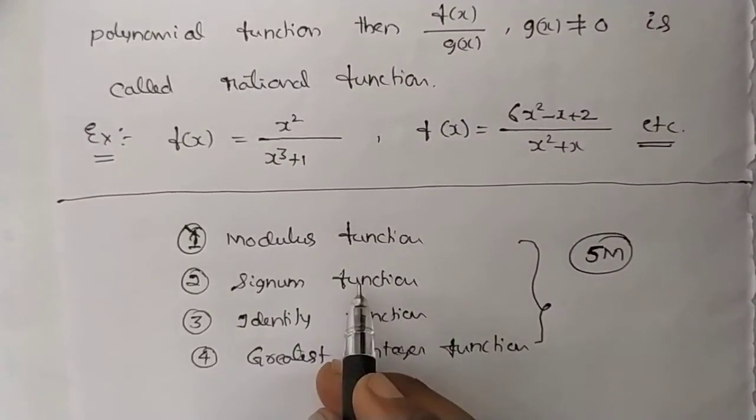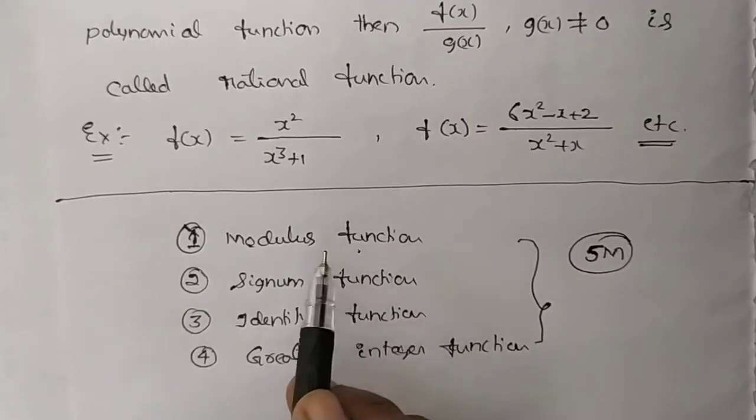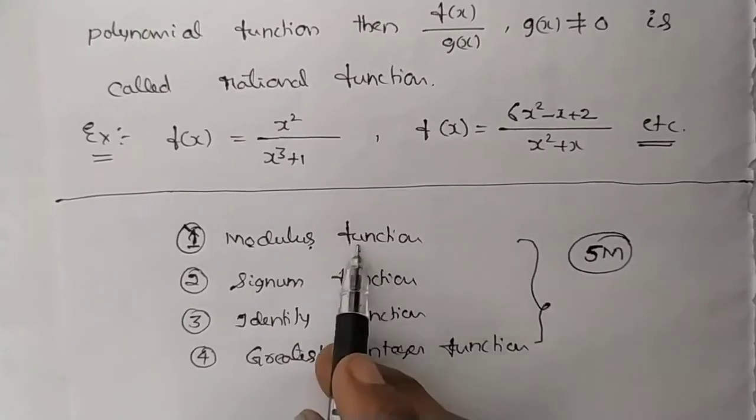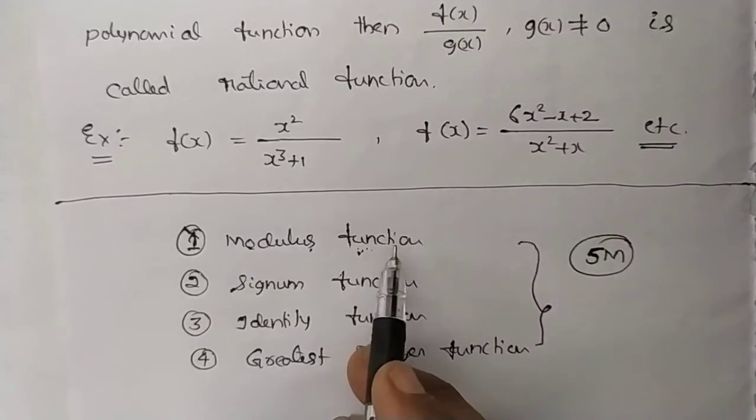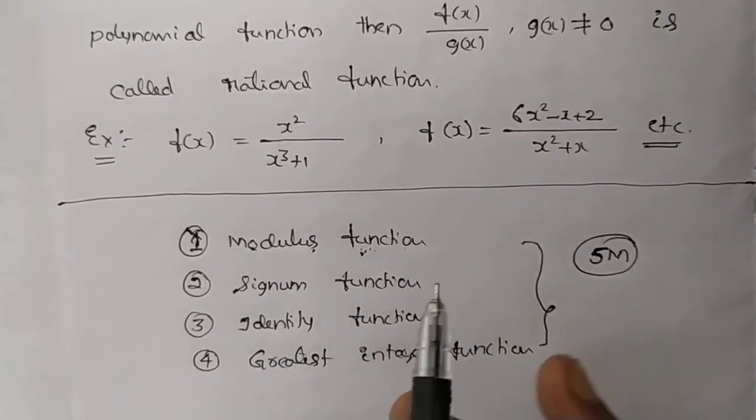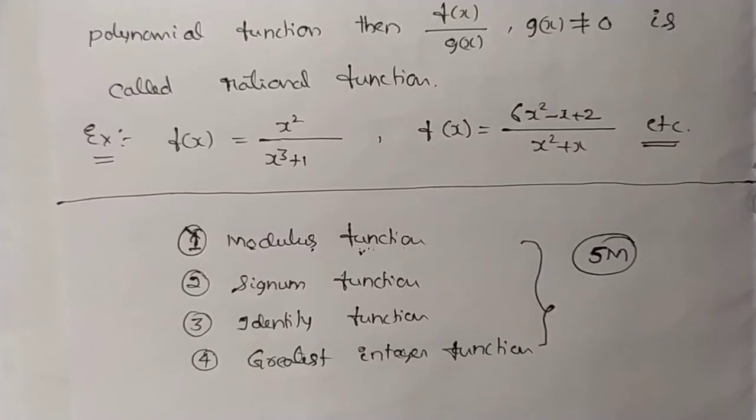The question will be like this: define modulus function and also draw the graph for this function, and also write down the domain, codomain and range for this function. For every function they will ask the graph along with domain, codomain, range and also its definition.